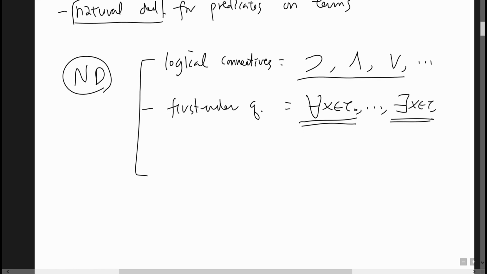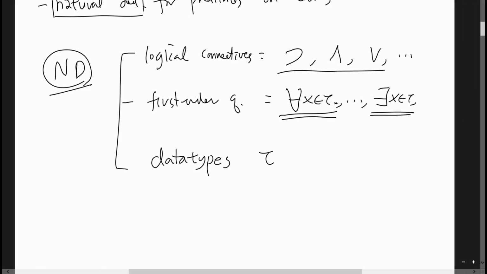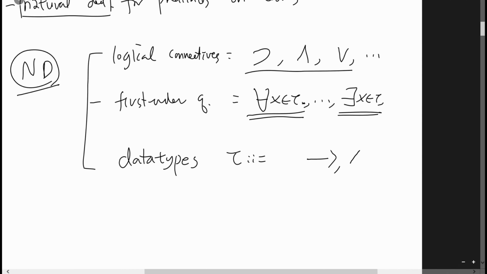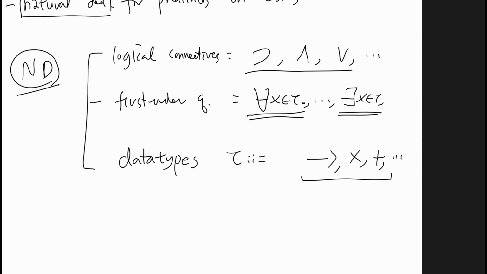And we also used the principle for natural deduction to define data types, starting with these general data types such as this function type and product type and sum type and so on. So we can explain the meaning of these data types using natural deduction.